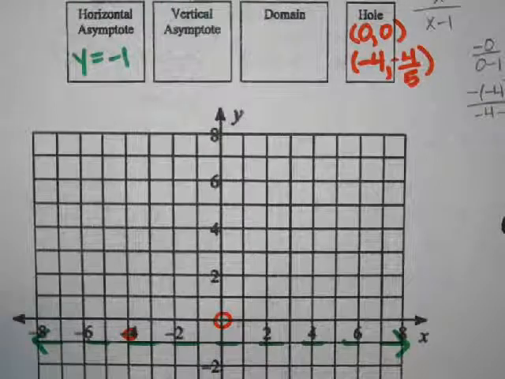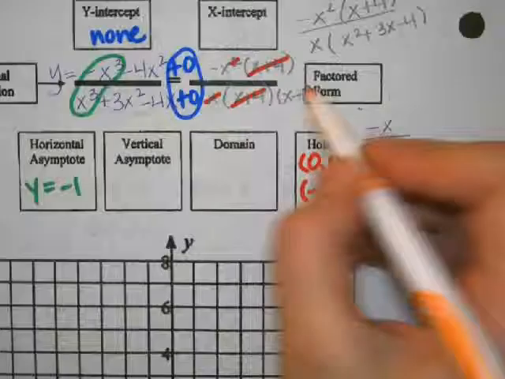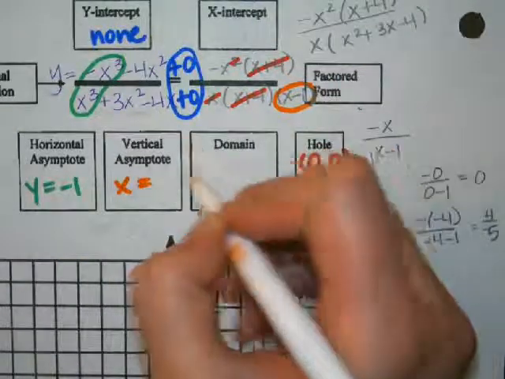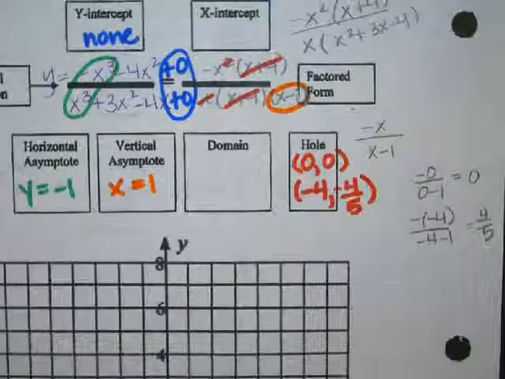And there is a vertical asymptote. What is it? X equals positive 1. Mm-hmm. Yep. Because it says x minus 1.